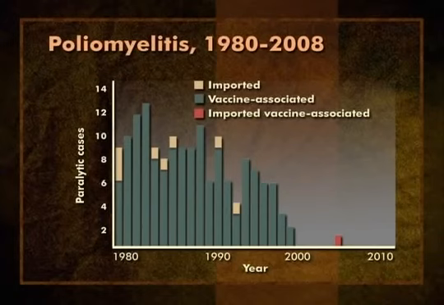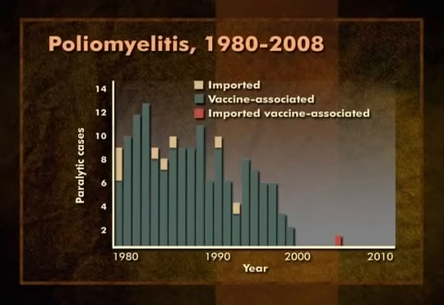6 of the 158 cases were acquired in other countries and imported into the U.S., and the cause of 2 cases was uncertain. These 8 cases are shown in tan on the graph. The last imported case occurred in 1993. The remaining 150 cases, or 95% of all cases reported since 1980, were caused by polio vaccine virus, shown in the green bars on the graph. In fact, every case of paralytic polio acquired in the United States in 1980 through 1999 was caused by vaccine virus.